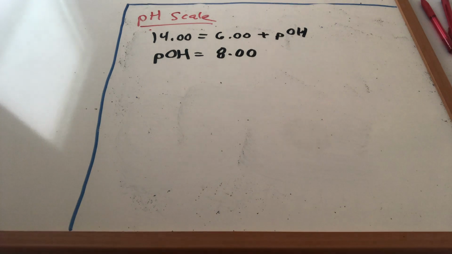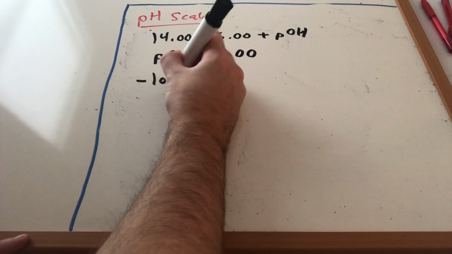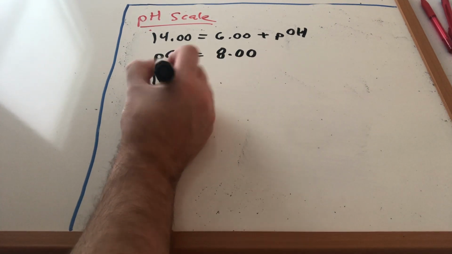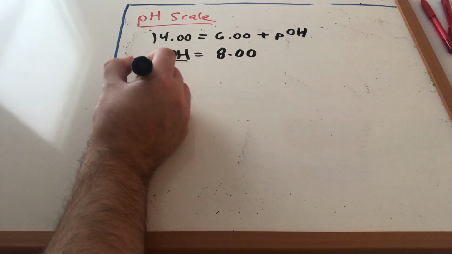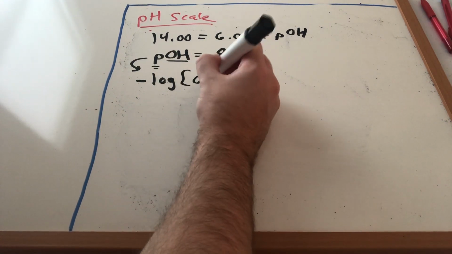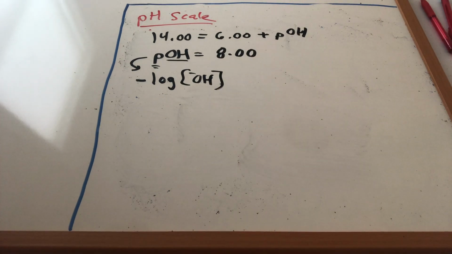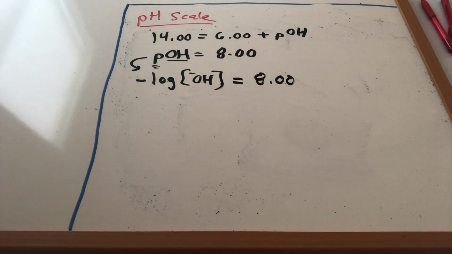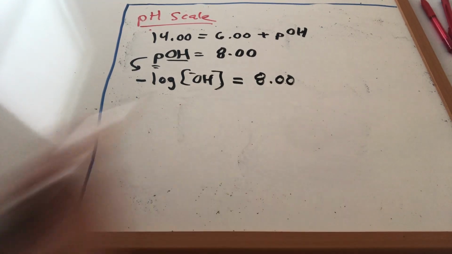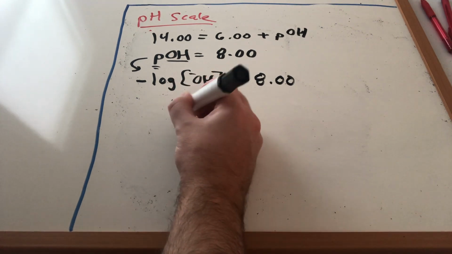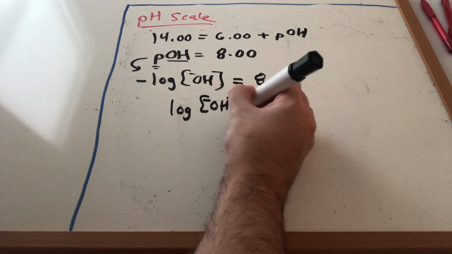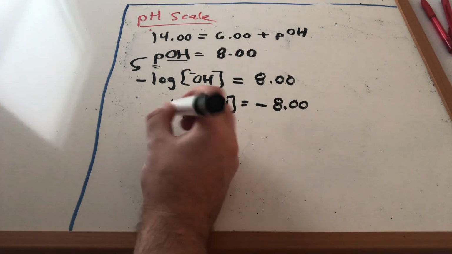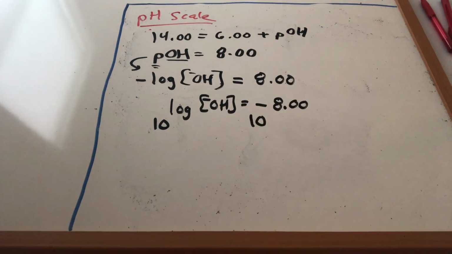Now, how do we get the concentration of OH minus from there? We get it by doing an anti-log, because where is the concentration of OH minus hidden? It's hidden in the p. Remember, whenever you see a p, you can translate it into the negative log of that information that's being passed to it. So for this solution, we go in the opposite direction. The negative log of OH minus is equal to 8.00. The log of OH minus then is equal to negative 8.00. How do I get rid of a log? I raise both sides as a power of 10.